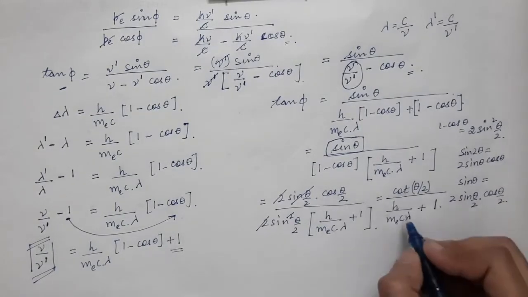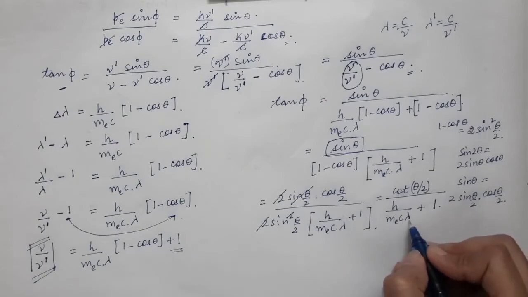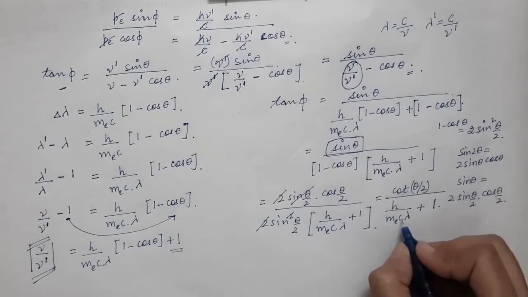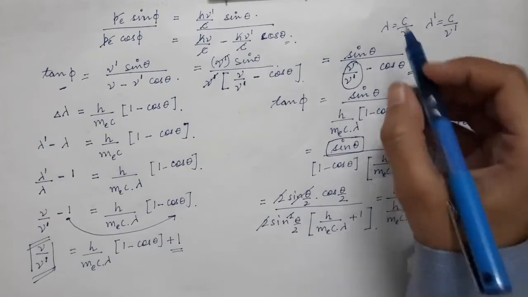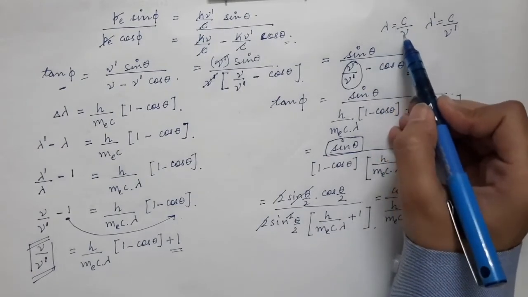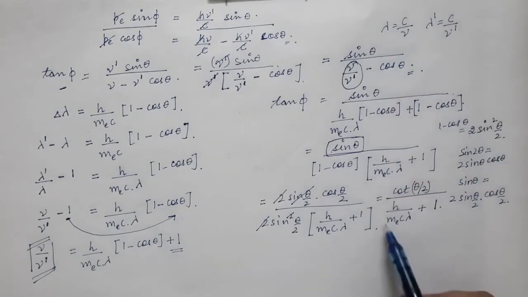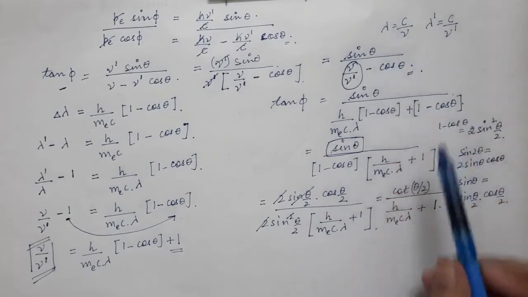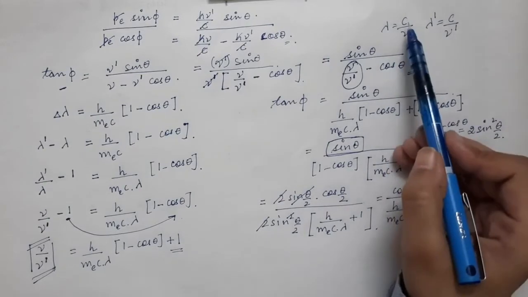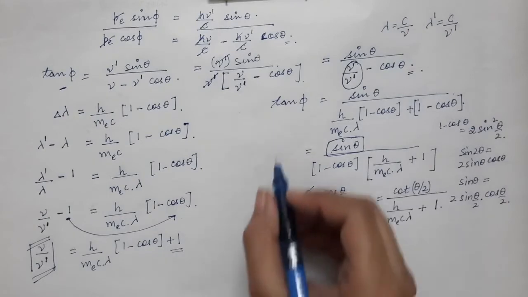And over here this is c by lambda. So what is this lambda? We have said that lambda is nothing but c by nu. So we can write this expression in terms of nu. We will replace this lambda by c by nu.